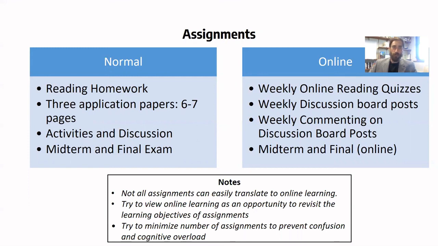However, when reflecting on these assignments, I realized that some of my learning purposes could be better met through some online tools. So when switching to an asynchronous remote class, for instance, I no longer need students to come with a printed copy outline of their reading homework. Instead, I set up weekly reading quizzes where students had to identify which course concepts best describe the example provided.